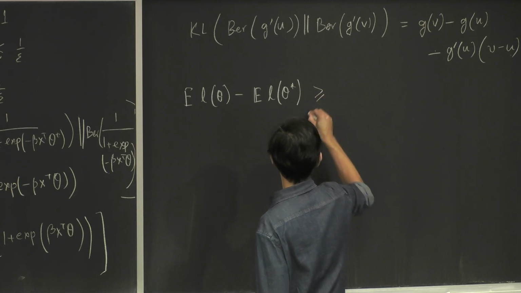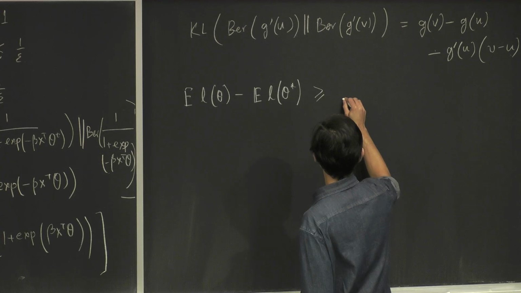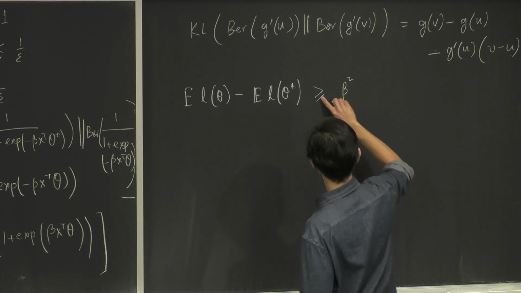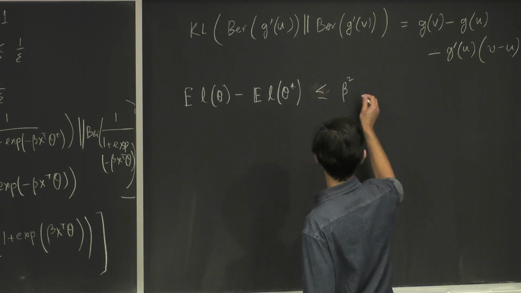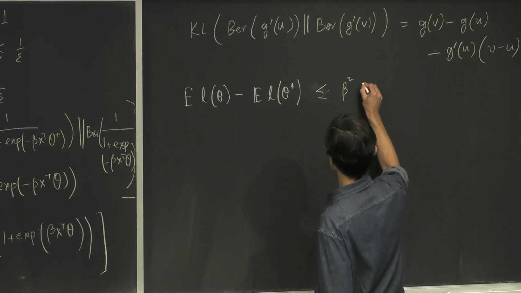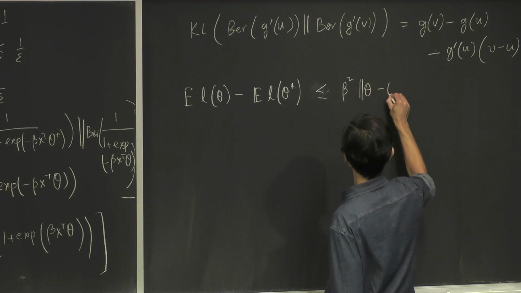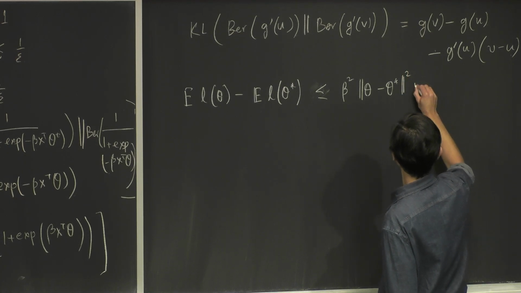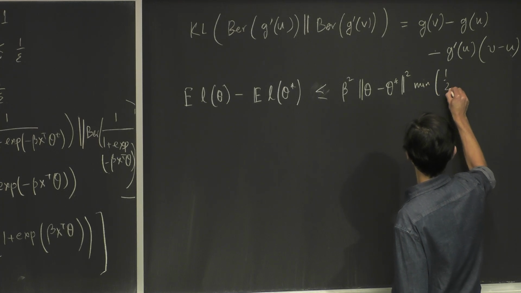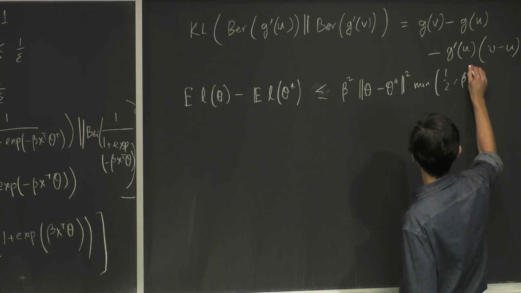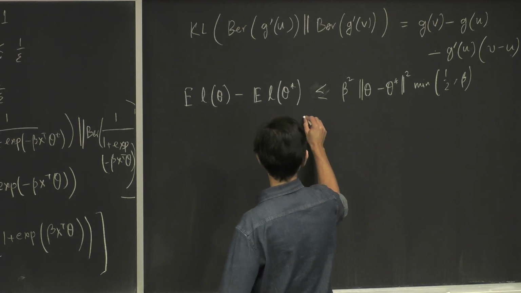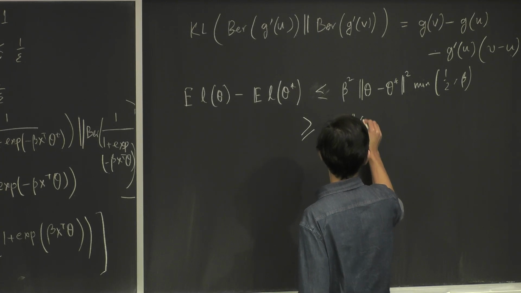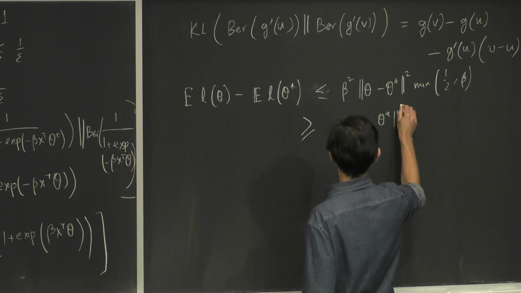So that is going to be upper bounded by something like beta square. Sorry. This is going to be upper bounded by beta square times theta minus theta star square and minimum of half and beta. And this is actually lower bounded by beta times theta minus theta star whole square.